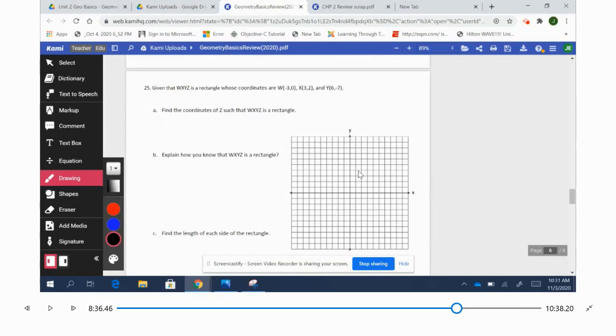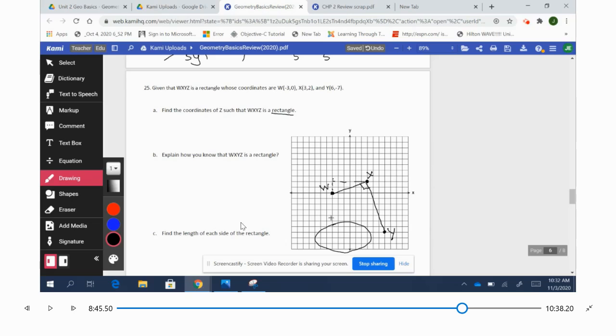Okay, starting page 6. Oh, okay. I'm graphing the start of the rectangle. Now they're telling me it's a rectangle, so I assume that x is a right angle. And what I know is that z's got to be in this vicinity.